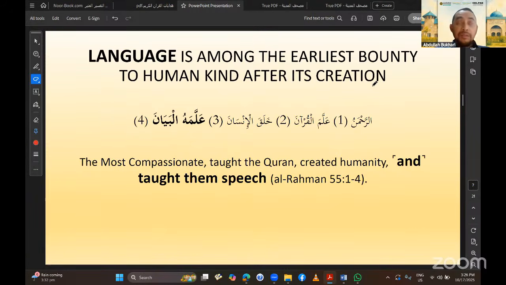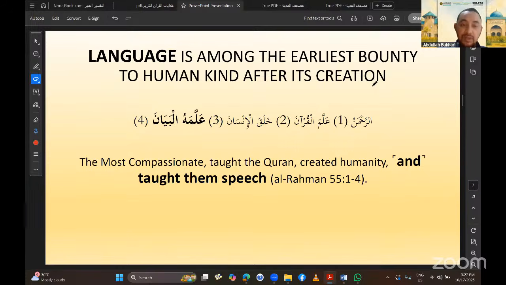Okay? And then beside the previous ayah and the previous verses of Al-Quran, language can also be considered among the earliest bounty to humankind. Why? Because in this verse, Surah Ar-Rahman, Allah said, Ar-Rahman, Allah is the most compassionate. Allama al-Quran, He taught the Quran. خلق الإنسان, created humanity, and then وعلمه البيان. Allah taught them speech. Speech, al-bayan, inevitably we can say that it is about the language.